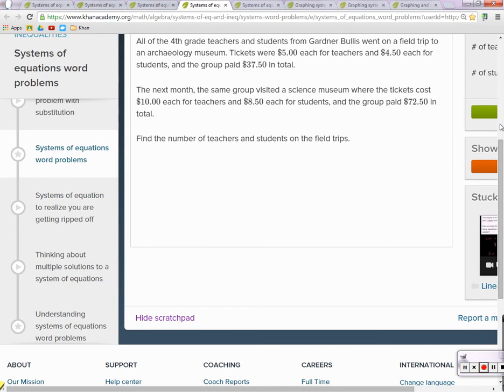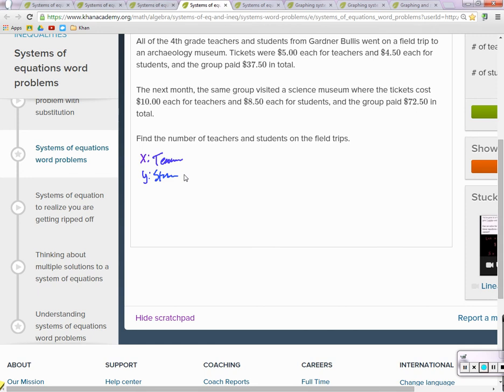So we need two equations, two variables, okay? Let's just label our variables real quick. What should x represent? Teachers. That says teachers. Y? Obviously, students. Okay, what do you say?